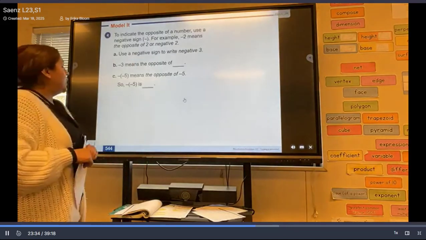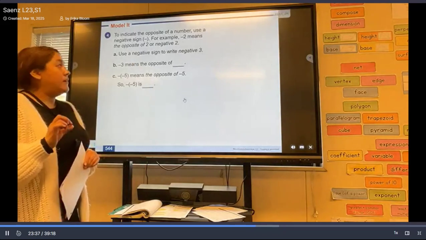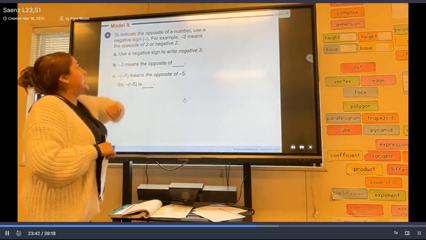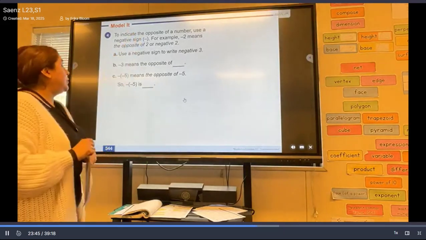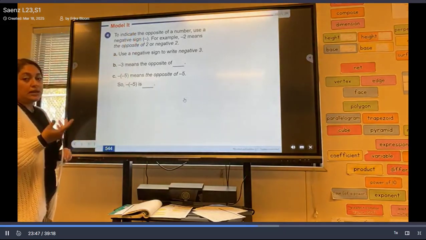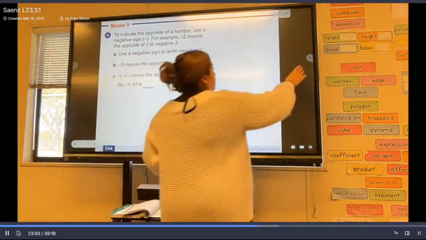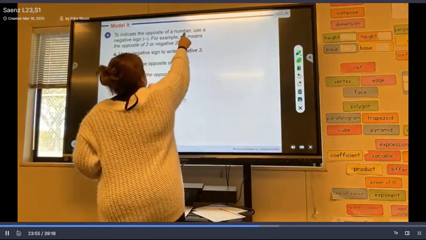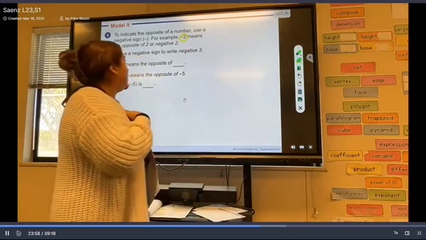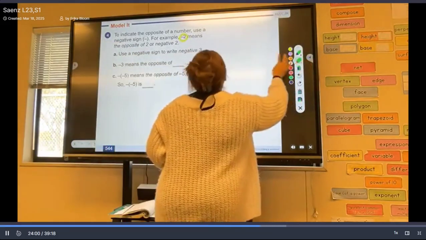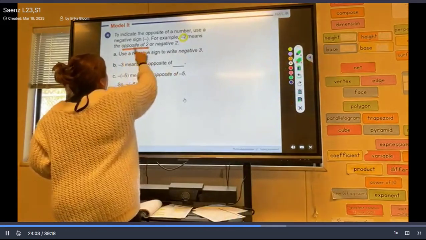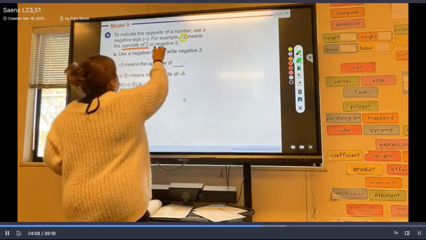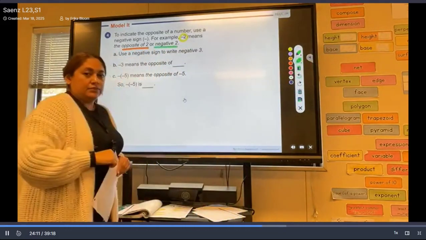Okay, for question number 4, it says, to indicate the opposite of a number, you're going to use a negative sign, which is basically a minus sign. For example, negative 2 means the opposite of 2. So again, if you see negative 2, that means it's going to be the opposite of positive 2, or if we were to write it in words and not with symbols, we would also say negative 2, okay?